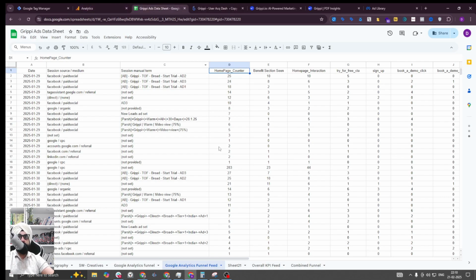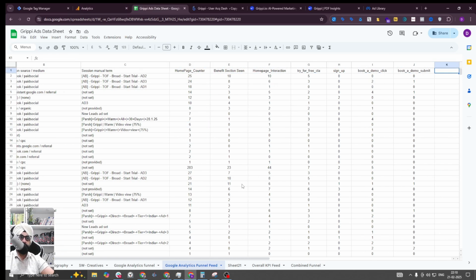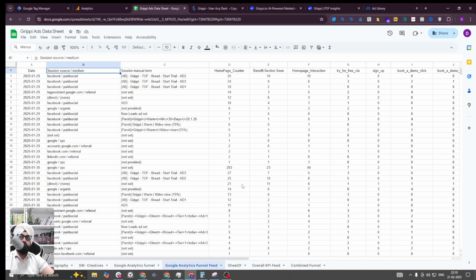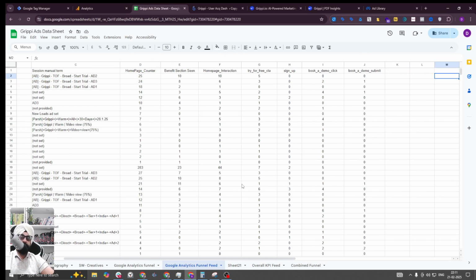First, let me give you a walkthrough. So, you already know the structure of the funnel, right? Homepage counter, benefit section, scene, homepage interaction, etc. Now, in our case we are tracking the creatives as well as the source and medium. In our case we are running just one campaign with several creatives. So for us the analysis becomes relevant at a creative level. It does not become relevant at a campaign level, or at source medium level.